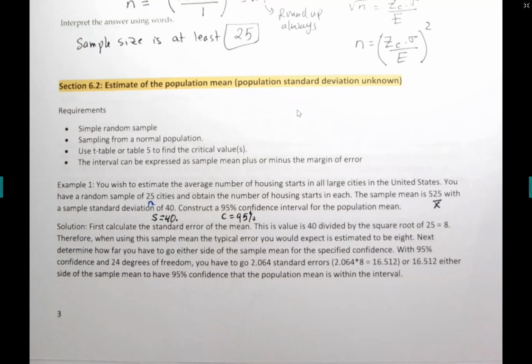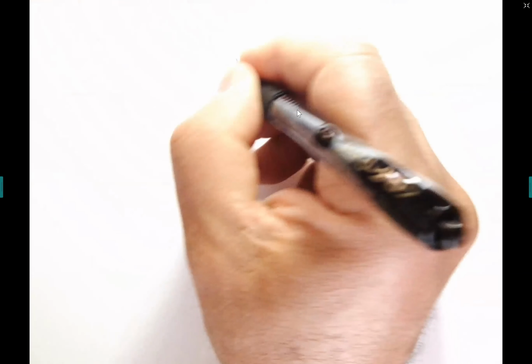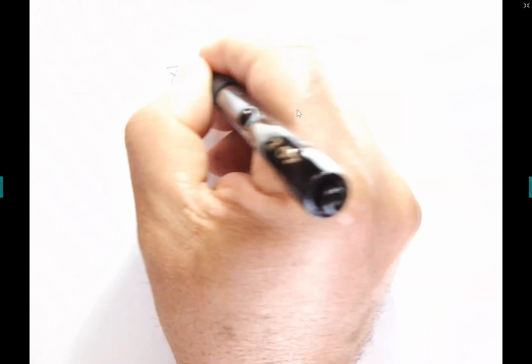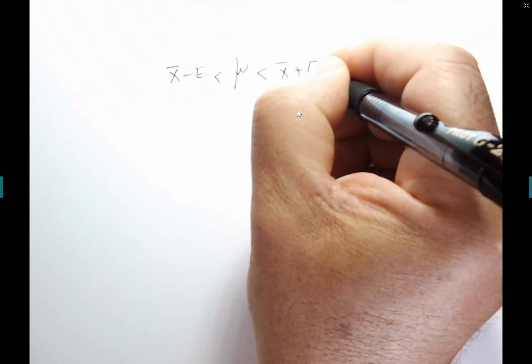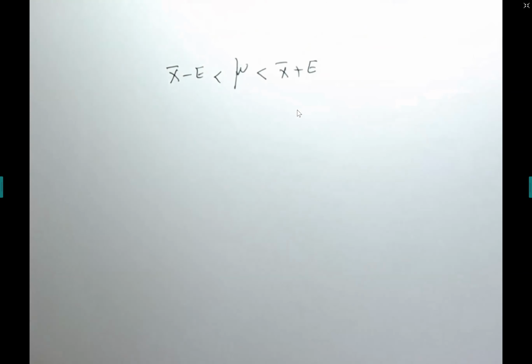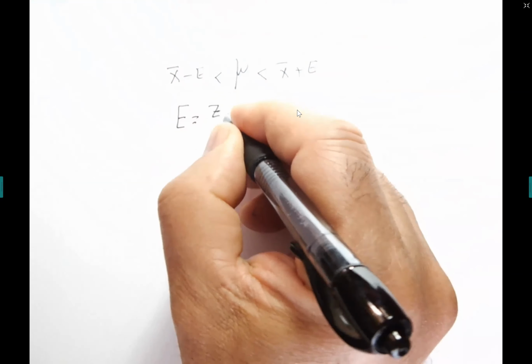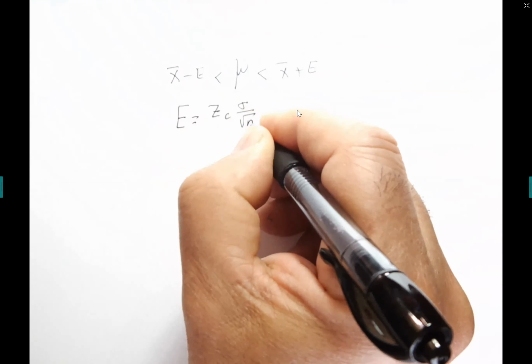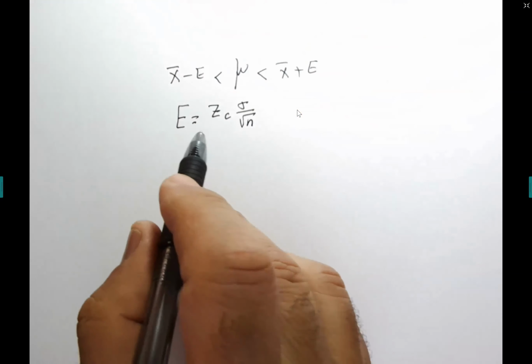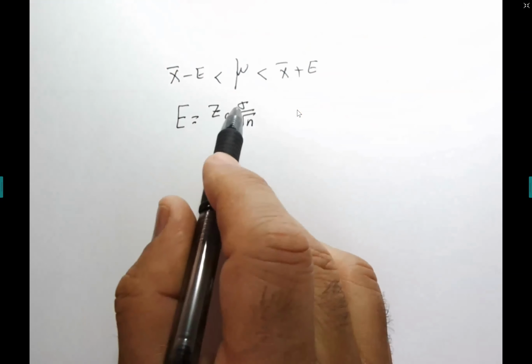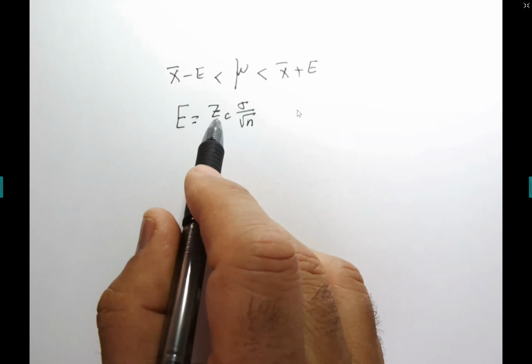Okay. Let me show you how we're going to do this. I'm going to do it by hand first, and then we'll use technology. So yesterday, this is what we did. We said the mean is between x bar minus E and x bar plus E. I'm not going to change anything from what you learned yesterday. And we said we need to find E, and the formula for E was this. Since now we are in section 6.2, guys, I need to make some slight changes to this formula to make it work with section 6.2.